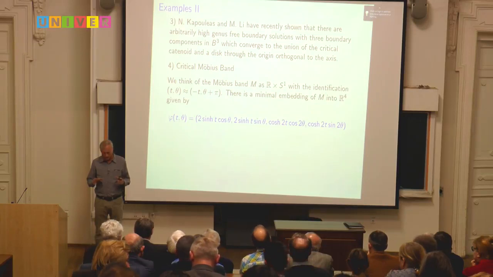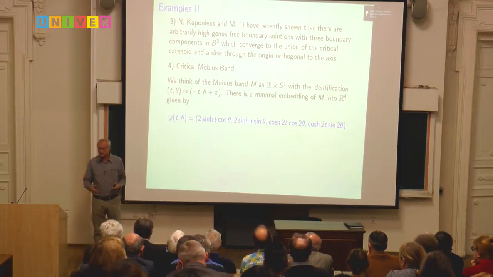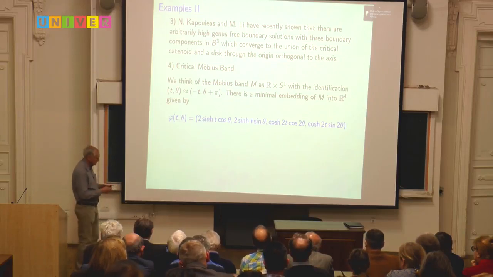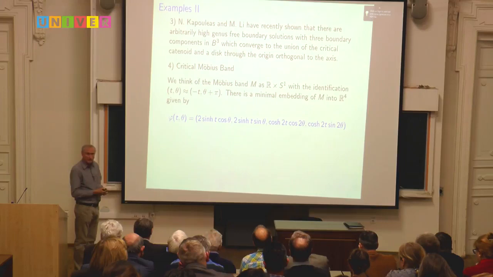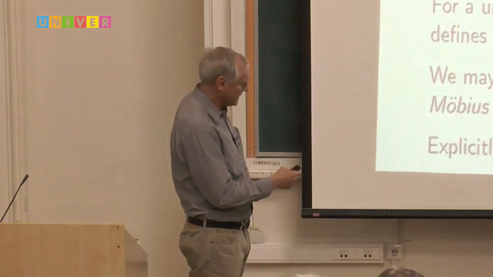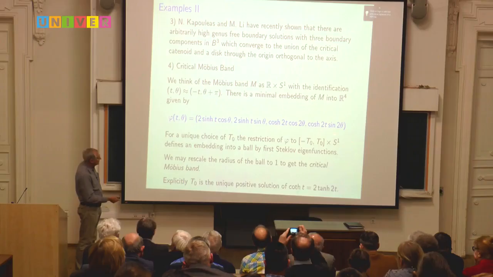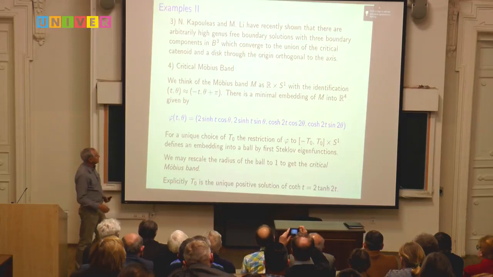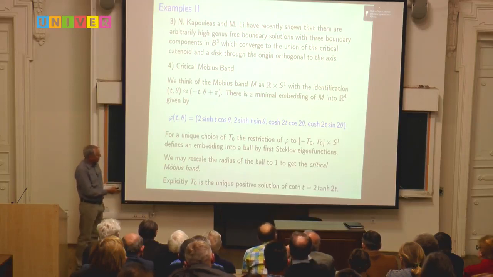So that means it preserves angles. And so that makes it a minimal immersion, and it's easy to see that it's an embedding. So this gives us a minimal embedding of the Mobius band into R4. And then as in the case of the critical catenoid, we can cut it off at a unique finite level so that it becomes a free boundary solution.